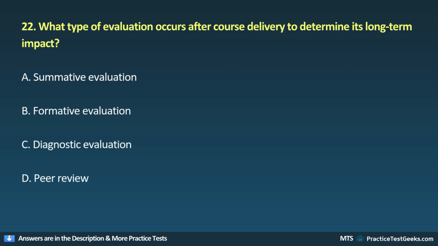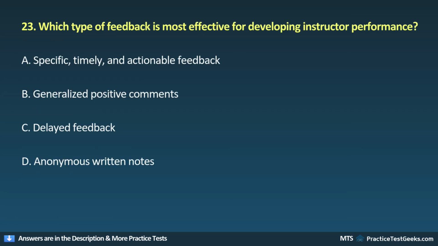A. Summative evaluation. B. Formative evaluation. C. Diagnostic evaluation. D. Peer review. 23. Which type of feedback is most effective for developing instructor performance? A. Specific, timely, and actionable feedback. B. Generalized positive comments. C. Delayed feedback. D. Anonymous written notes.